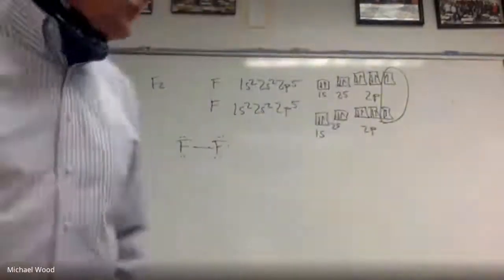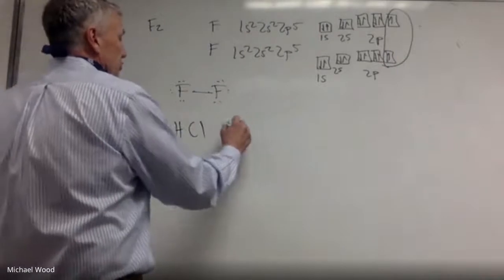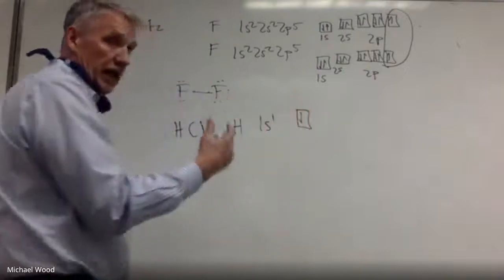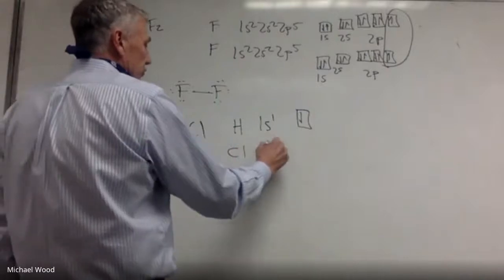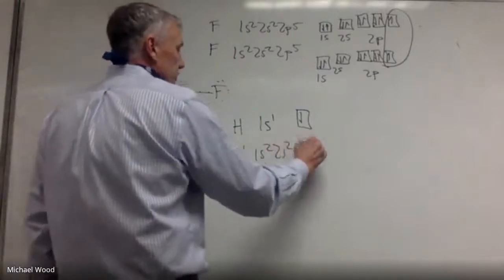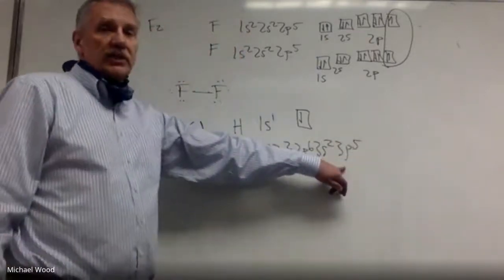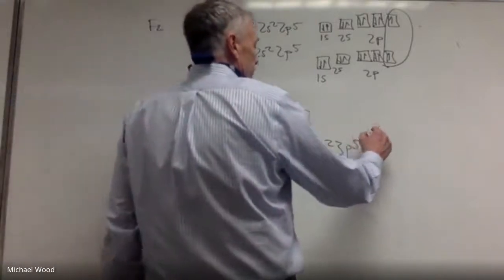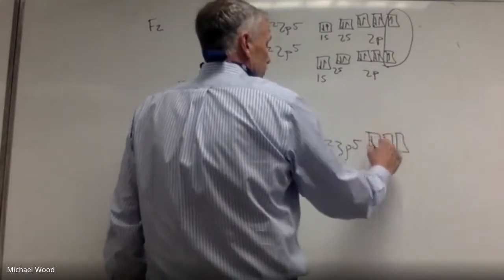Okay, so if I diagram this, HCl, the H is 1s1, so there's again a half-filled orbital. Chlorine is 1s2, 2s2, 2p6, 3s2, 3p5. And really, we just need to look at the last entry. All the others are going to be filled, but I would have, so here's my 3p's. Here's 3p5, so here's the 3p's.